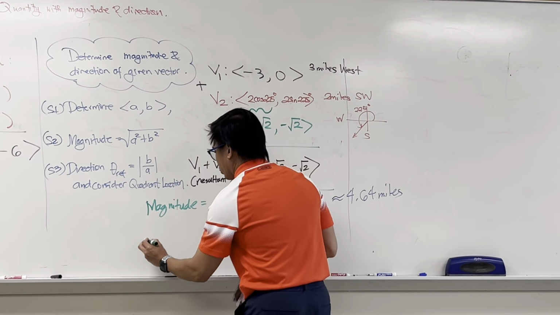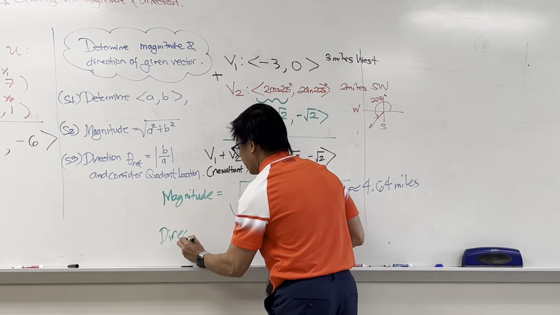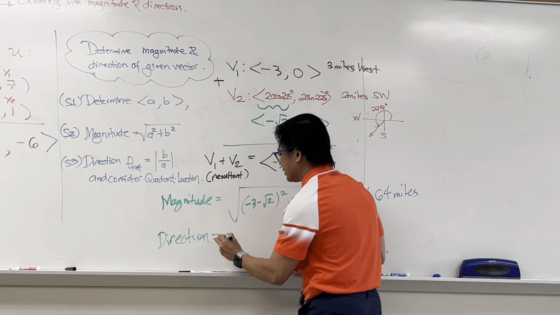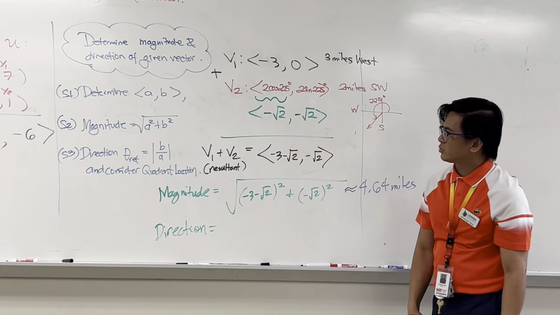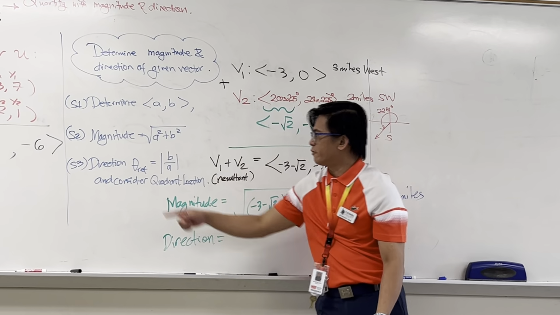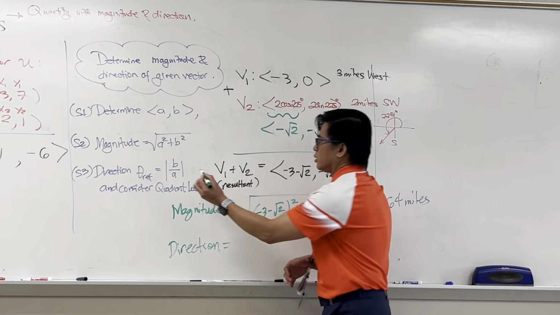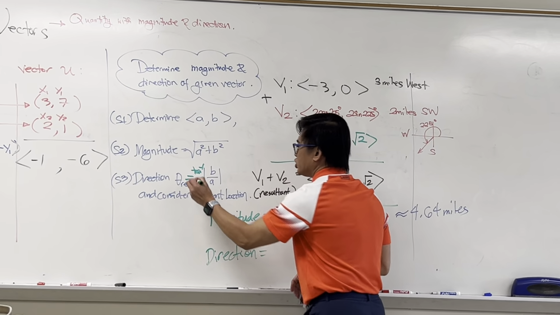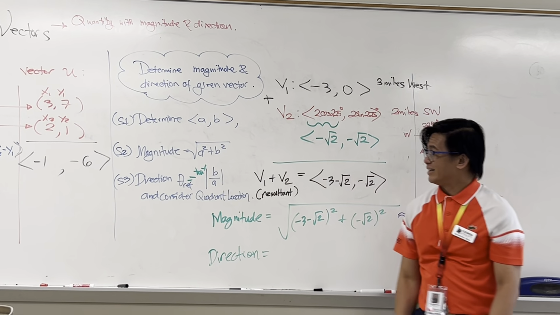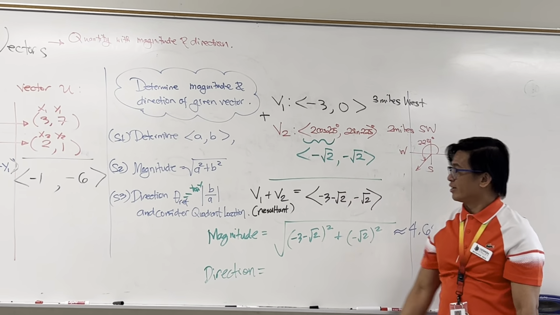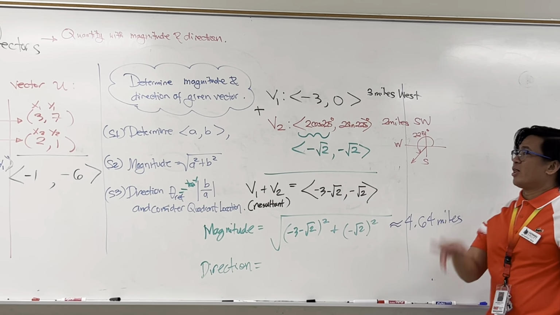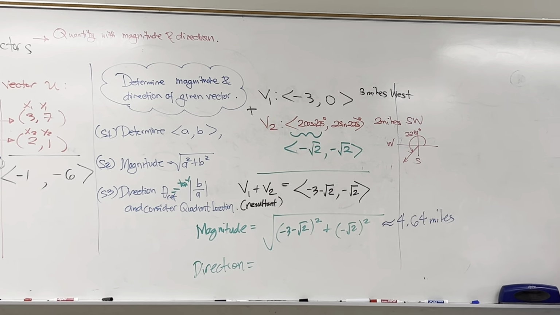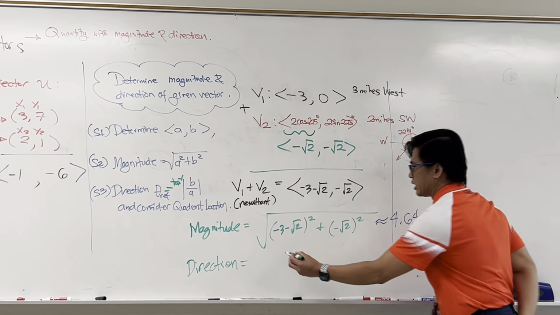Step number 3. Let's read this one in here, okay? Chloe, go ahead, please. Direction. Theta reference equals tangent inverse, all right? Don't forget. Tangent inverse of the absolute value of b over a, and consider all the equations. So that's it. What we're going to do is as such.